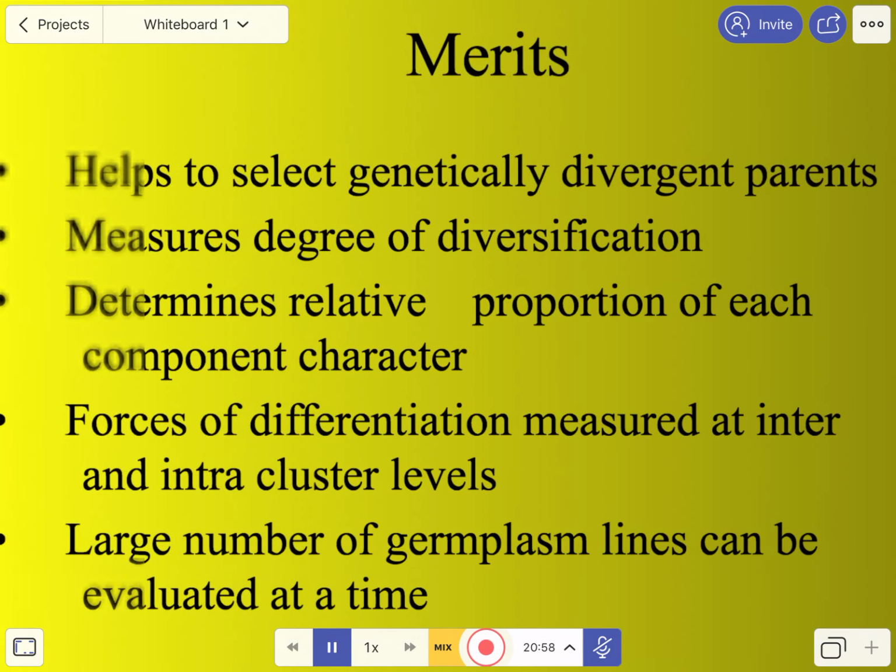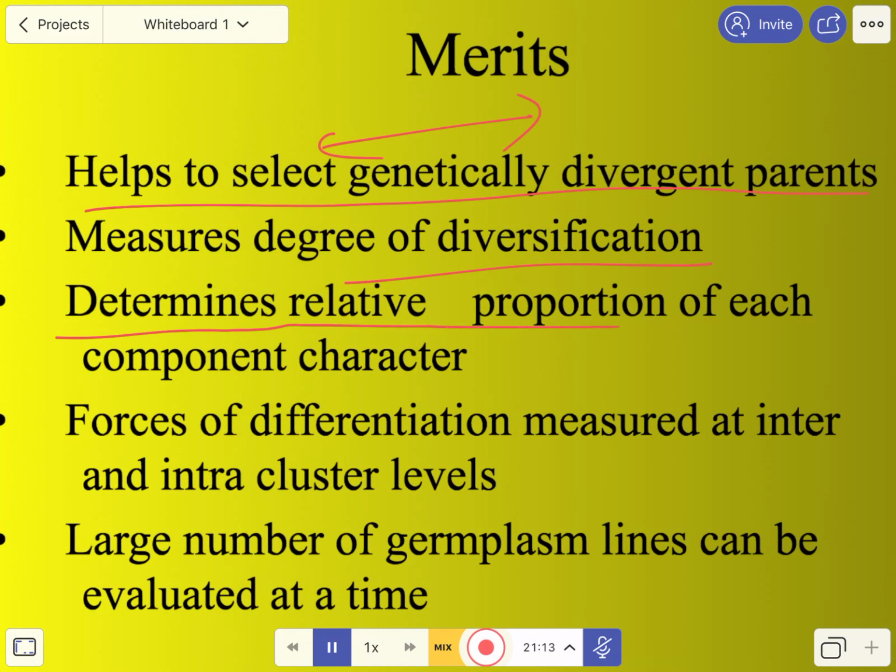Now let's come to the merits of d-square statistics analysis. It helps to select the genetically divergent parents and it measures the degree of diversification. The greater the distance between two clusters, the more is the divergence, and it determines the relative proportion of each component character. It measures forces of differentiation at intra and inter cluster level, and most importantly, it evaluates a large number of germplasm lines at a time.